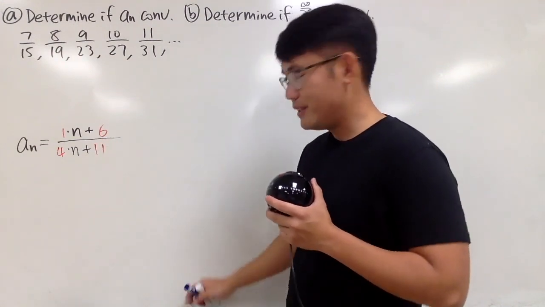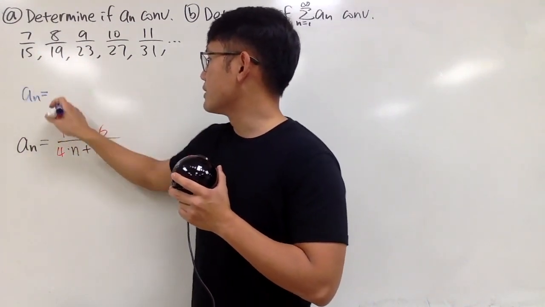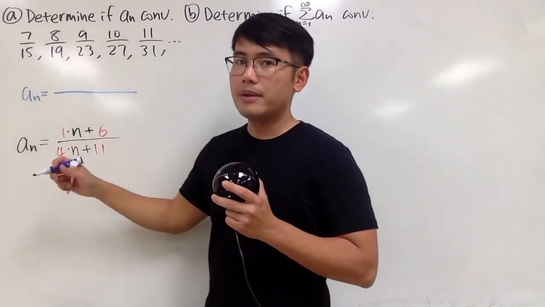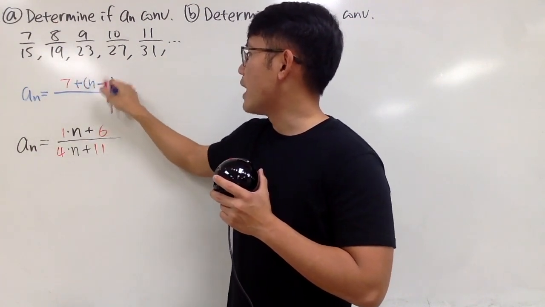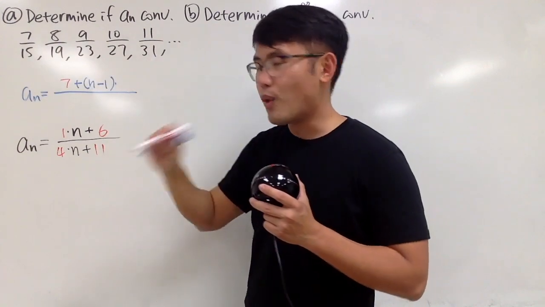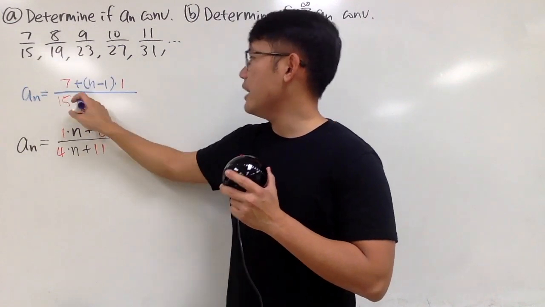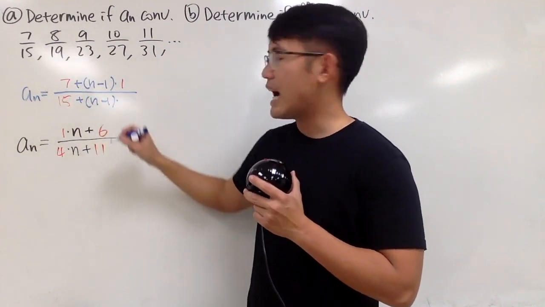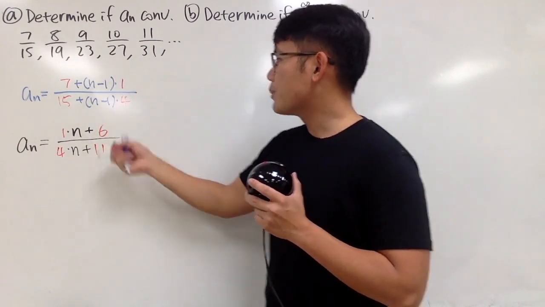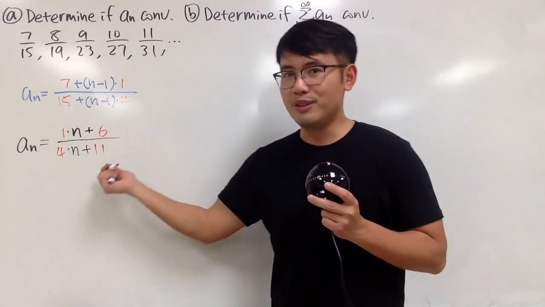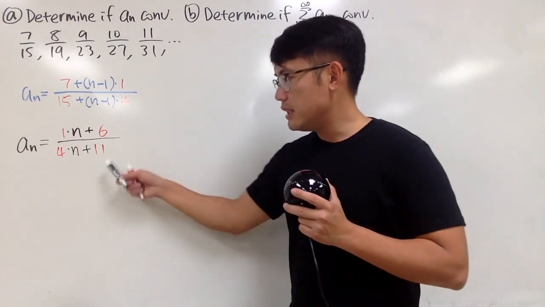And if you would like to use the formula way, let me just write this down for you guys. a_n equals, on the top, I will have to put down 7, which is the first term, and then we add n minus 1 times the common difference, which is 1, right? And then on the bottom, we put down the first term, which is 15, and then we add n minus 1 times the common difference, which is 4. So you do your algebra, you end up with this anyway, and you can just show me this on the exam. It's much better, in my opinion. All right, this is the a_n formula.